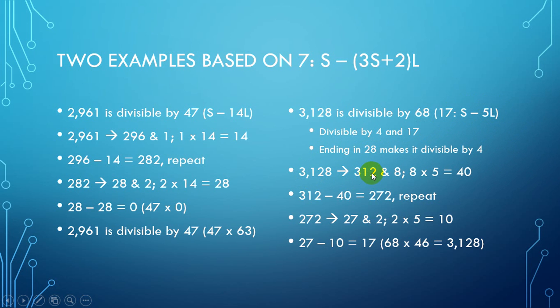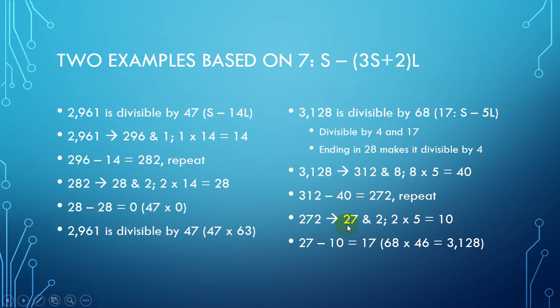3,128 breaks apart into 312 and 8. So you take the 8, you multiply it by 5, which gives you 40, and then you subtract that 40 from the rest of the number. So 312 minus 40 gives you 272, and let's repeat that, so you can get a clear multiple of 17.